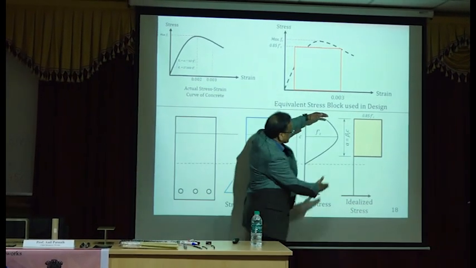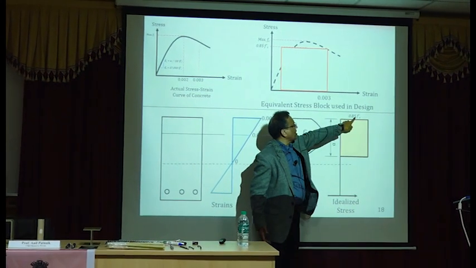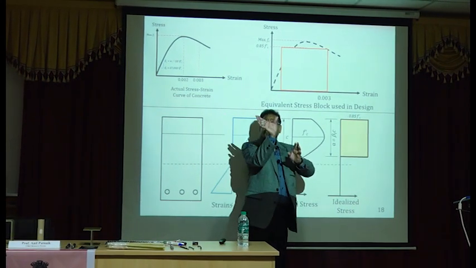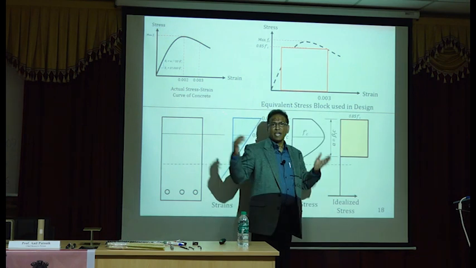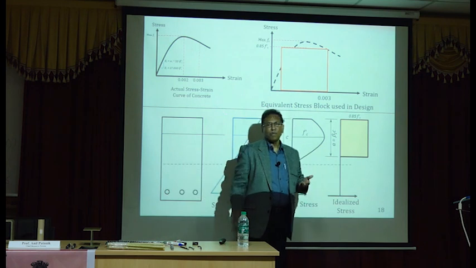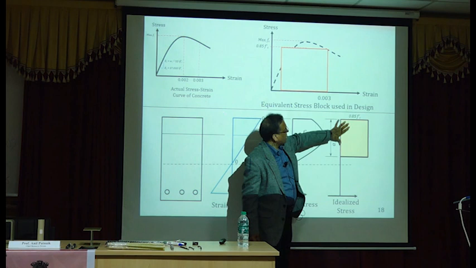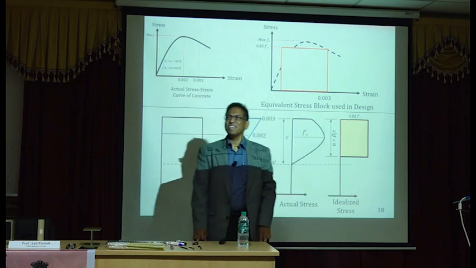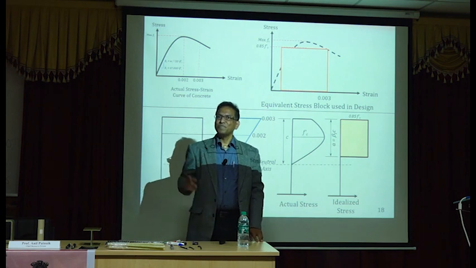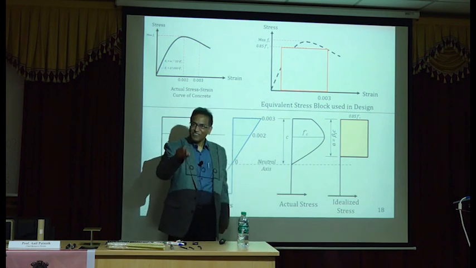Obviously, the depth of the neutral axis will come down, because if the same rectangular section is analyzed with two different methods, since this is 0.85 F prime C, this depth of the compression block is smaller. Do you see what I'm saying? Compared to IS 456, it's a higher under-reinforced section in ACI. Very good, that's the very good point. That's what I was trying to come to.